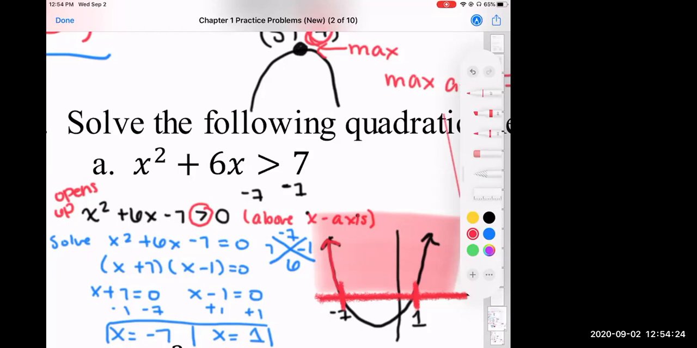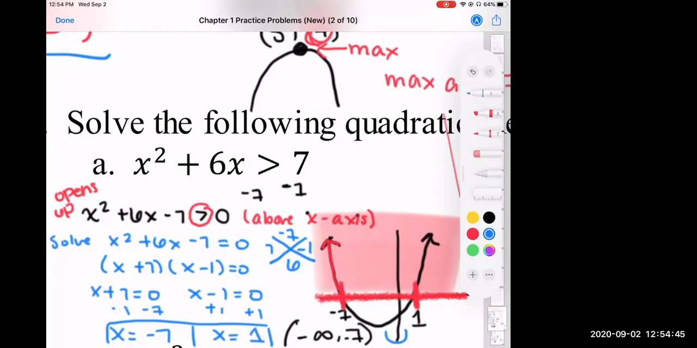So this would be written for your answer as -infinity to -7. Infinities always have a parenthesis, and because there's no equal to, that would be a parenthesis as well. Okay, we have a break, so you write a U for union. That's always necessary for breaks.